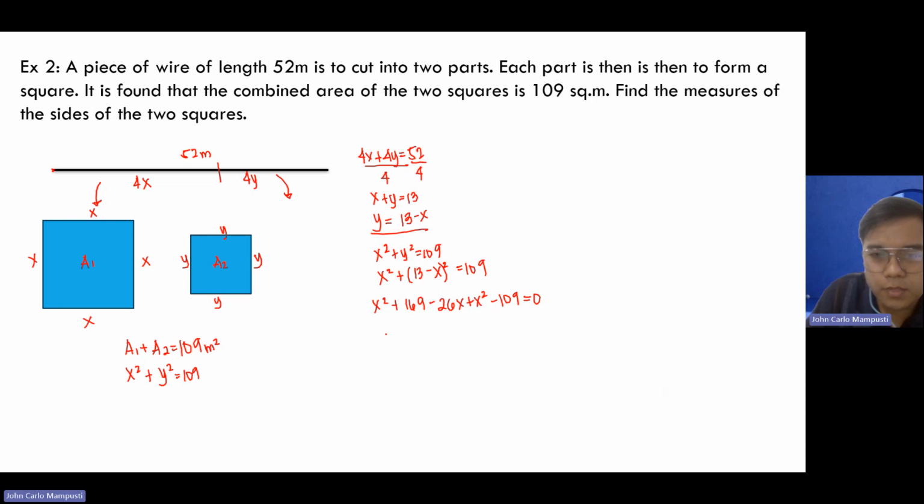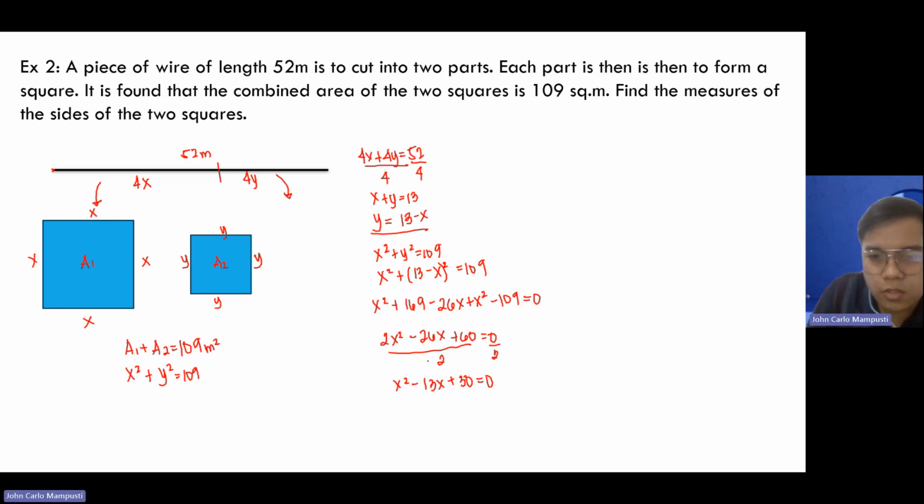So, combine like terms, we have 2x squared minus 26x, plus 169 minus 109. This is equal to positive 60 equal to 0. So, as you can see, we can reduce this one. Divide natin ito ng 2. Therefore, x squared minus 13x plus 30 equal to 0.